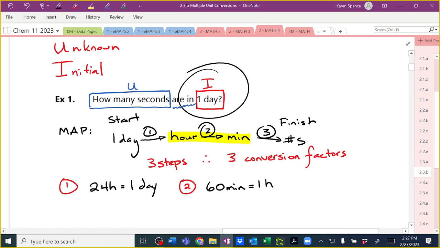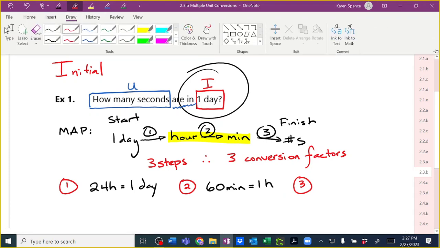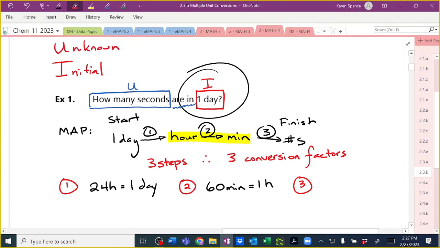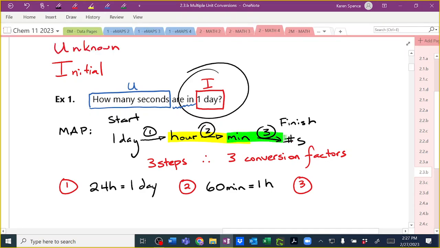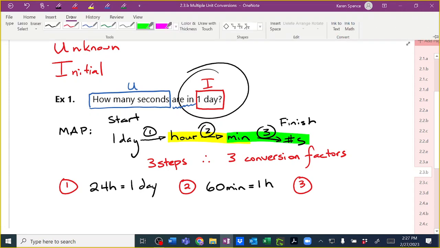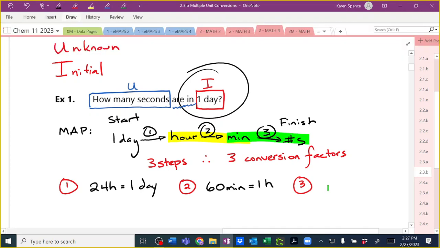I'll just use H for hour. That's the official abbreviation. And then thirdly, we can go from minutes to seconds. Okay, and we know that 60 seconds is equal to 1 minute.